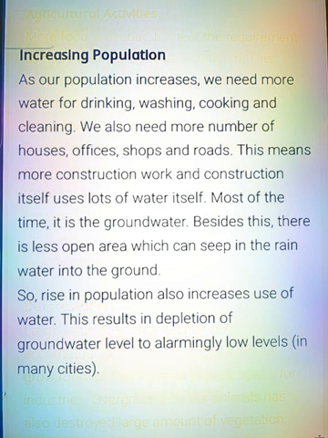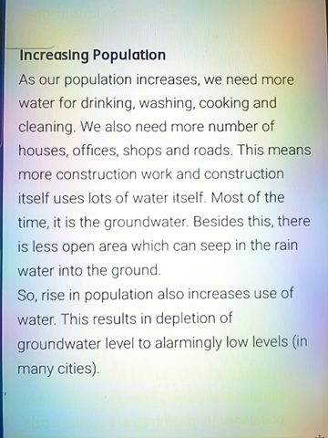Increasing population. As our population increases, we need more water for drinking, washing, cooking and cleaning. We also need more houses, offices, shops and roads. This means more construction work, and construction itself uses lots of water, most of the time it is groundwater. Besides this, there is less open area which can seep rainwater into the ground. So the rise in population also increases the use of water. This results in depletion of groundwater level to alarmingly low levels in many cities.